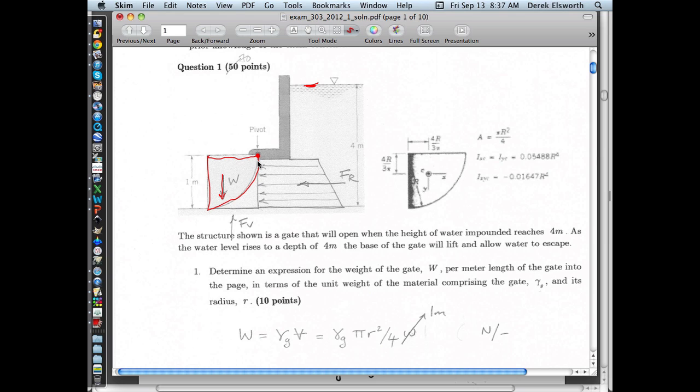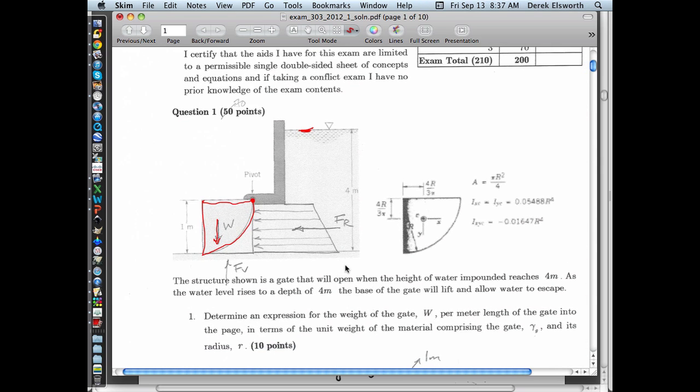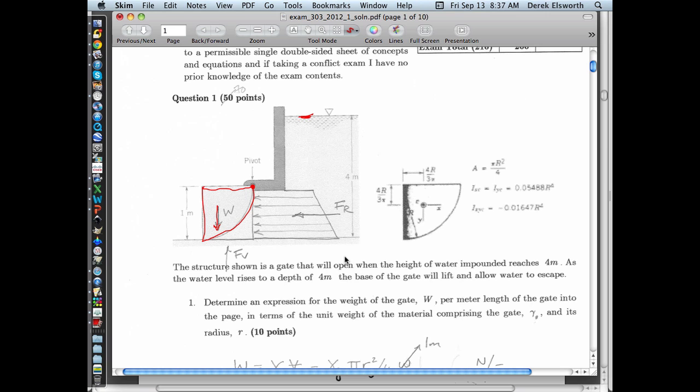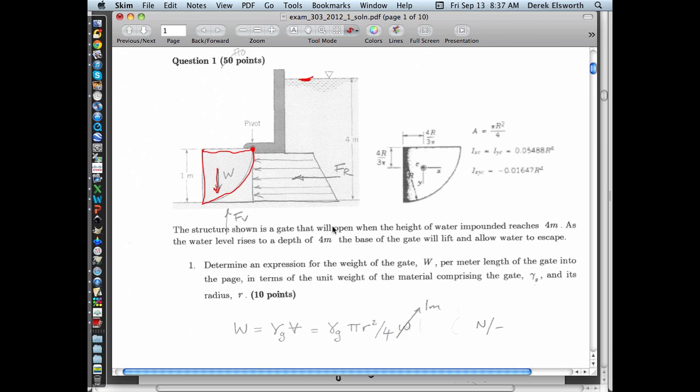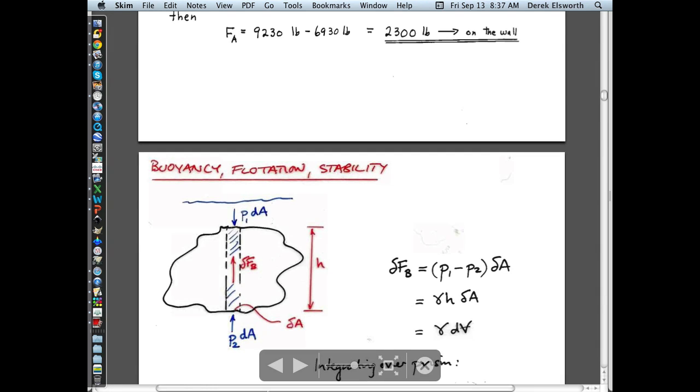So walking your way through this, I'll go through it moderately quickly. Calculate the weight of the gate in the first place in terms of the unit weight of the gate material. We've already done that. The area of this multiplied by the length into the page, 1 meter, I'm guessing. It would have been defined properly in the final question as given. So area times length into the page times unit weight of the gate material gives you the weight.